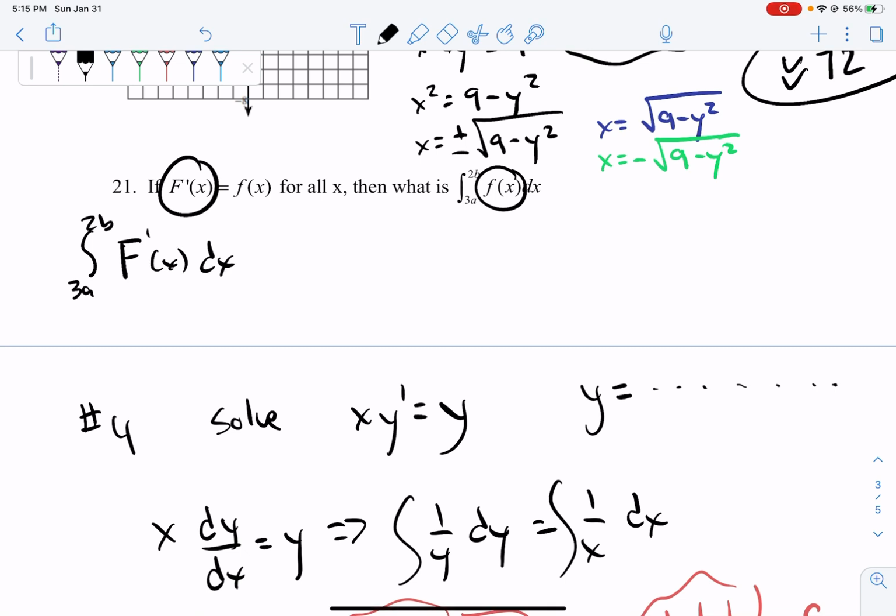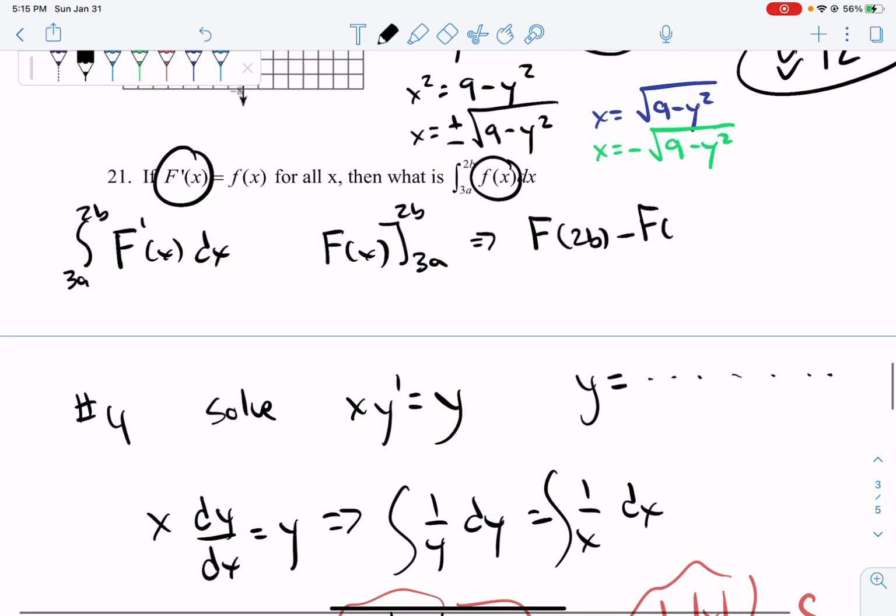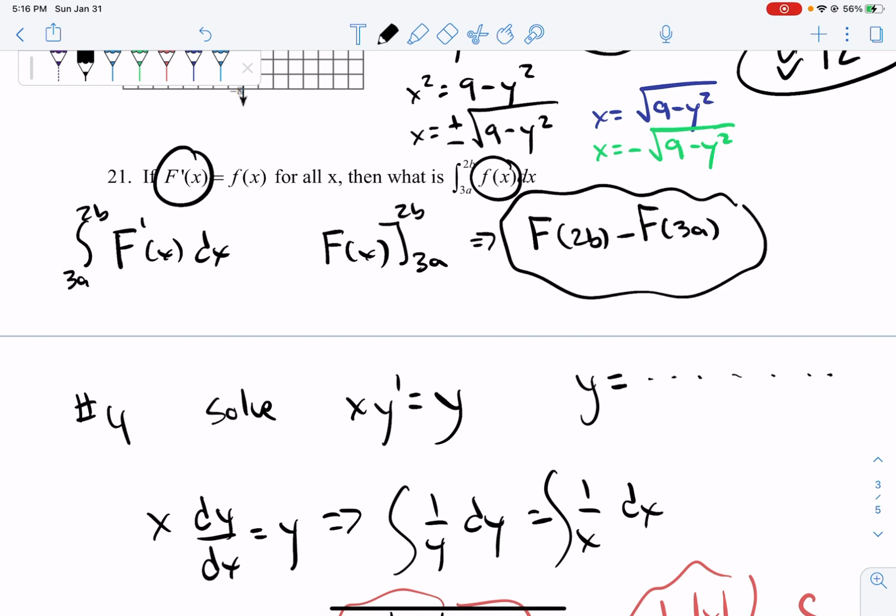Well, my fundamental theorem of calculus tells me that when I take the integral of the derivative, I end up with big F of x, but I'm evaluating it from 3a to 2b, which becomes big F of 2b minus big F of 3a. Wow, guys. All I had to do was write an a. Just a simple 3a. And we don't know what big F is or what b or a or anything else is, so that's it. That's the problem right there. That's your answer.